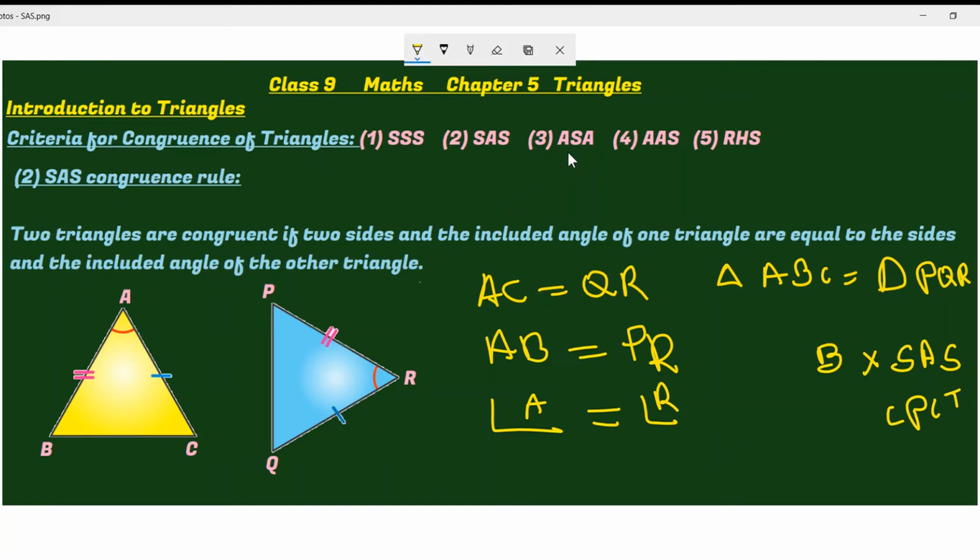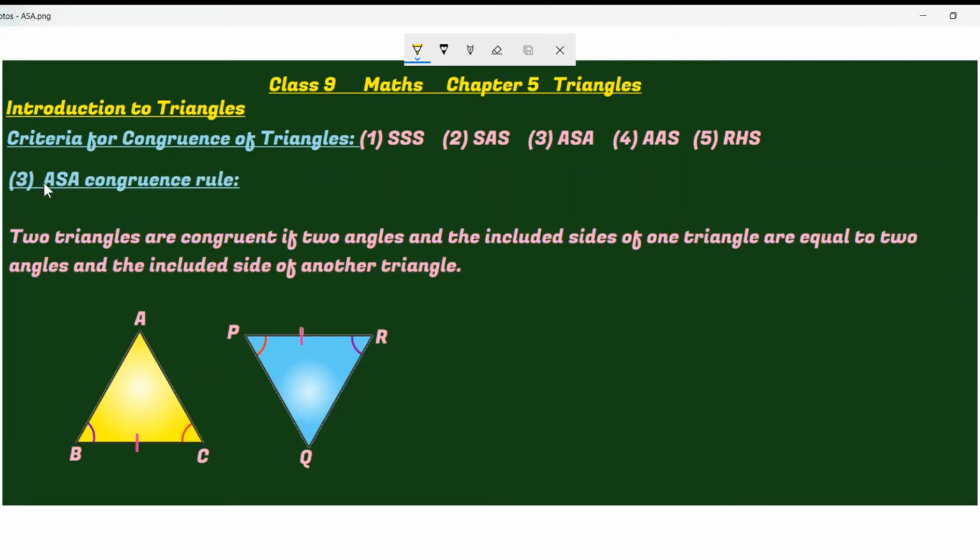Next we are going to see the ASA congruence rule. Third one is the angle side angle congruence rule. Two triangles are congruent if two angles and the included side of one triangle are equal to two angles and the included side of another triangle. You can understand by this picture.